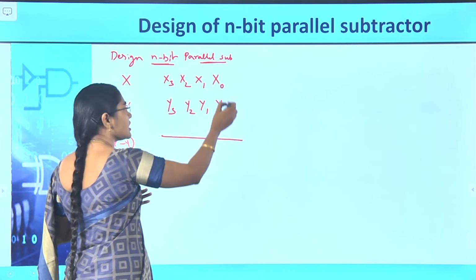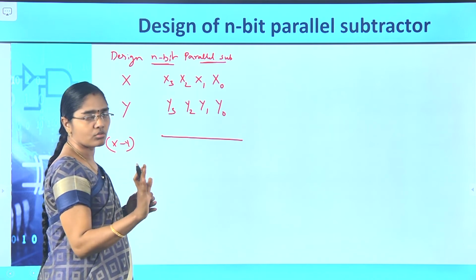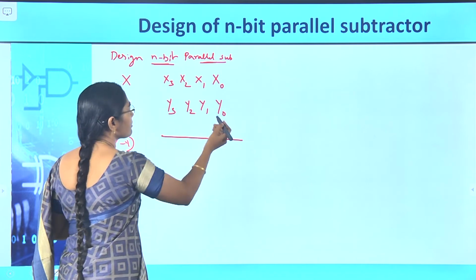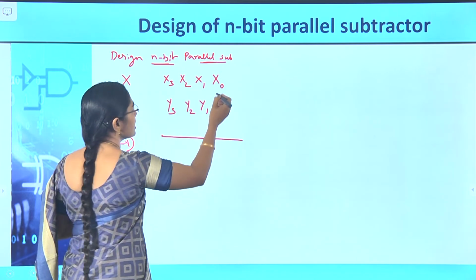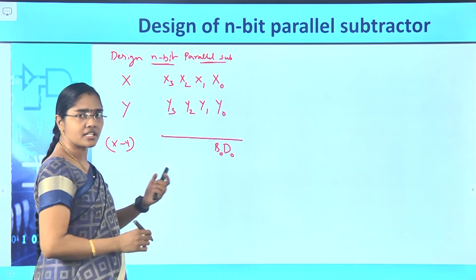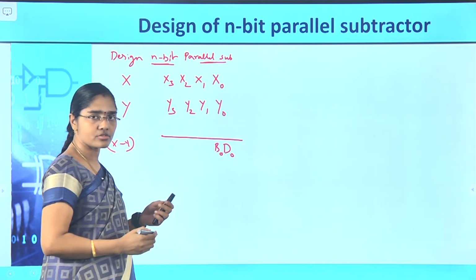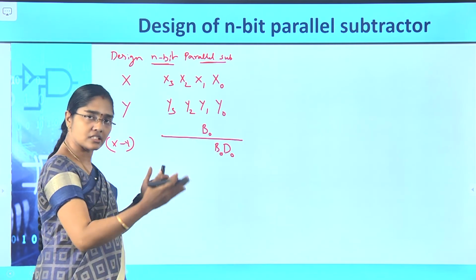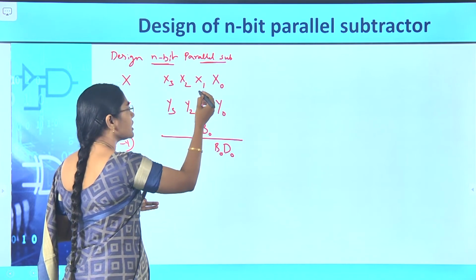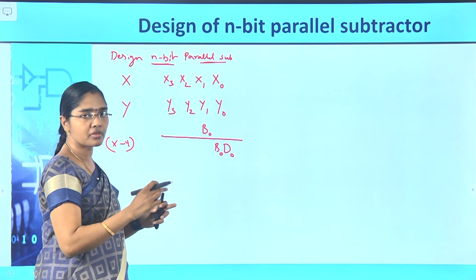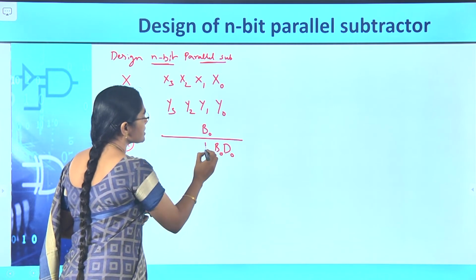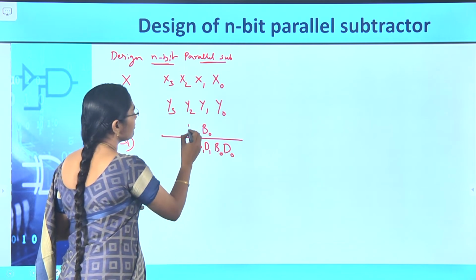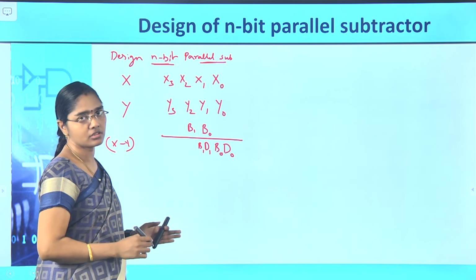And for the first case, x0 and y0 only, there is no borrow. And suppose if this x0 minus y0 is generating a borrow out, that will go to the second place. That means x0 and y0 are generating difference d0 and borrow b0. Then this borrow b0 is applied to the next column. That is then x1 minus y1 minus b0 has to be performed in the next bit. So this is producing d1 and assume b1, that is a borrow out, and this b1 will be applied to the next column of the bits.